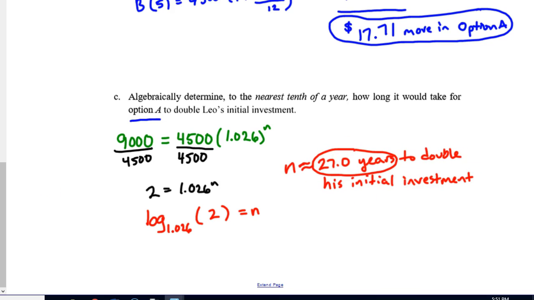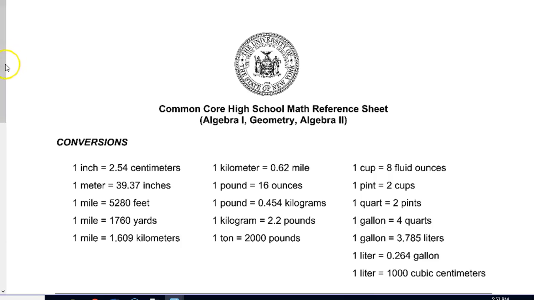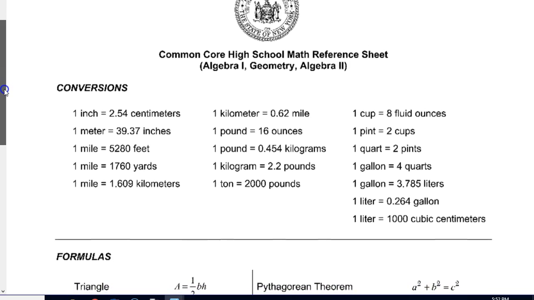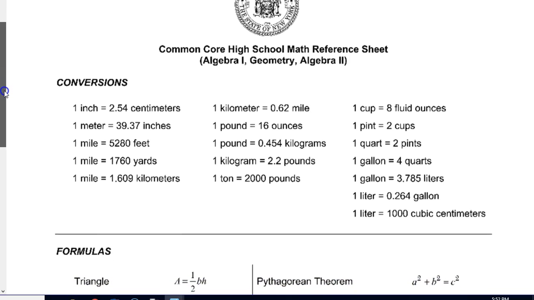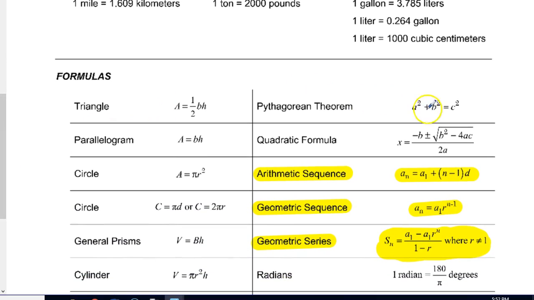All right, so now we're going to switch gears and start talking about our last unit from last year, which was sequences and series. And I want to bring something to your attention before we dive in. You have your Common Core reference sheet, and that's going to be part of your Regents exam. There's some stuff on there that's relevant. You got your Pythagorean theorem, but you already know that. Your quadratic formula, you already know that.